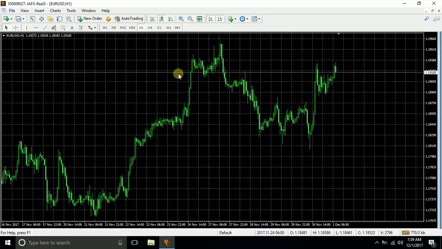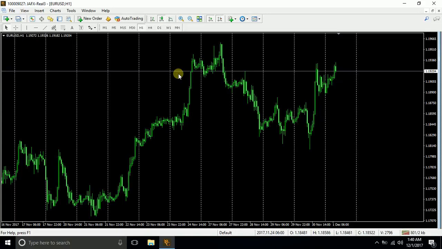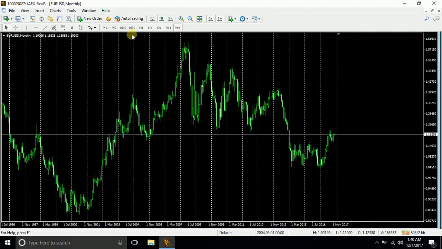Okay. Now, of course, this is just a clear blank chart. What I'm going to do is remove the graph. Control G. Remove your graph. This is on the MetaTrader 4 platform. Okay. Control G. Alright. But we are going to use Control Y. Alright. Now, monthly time frame.